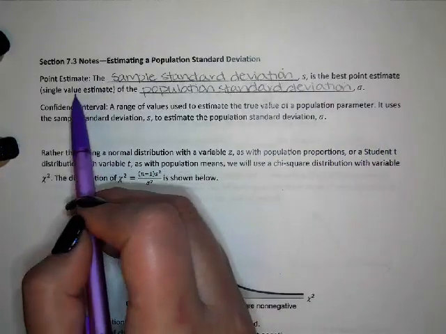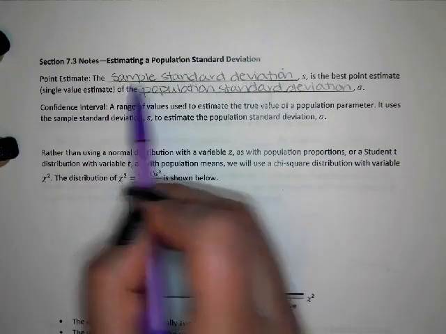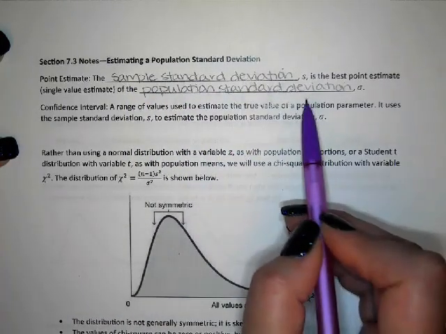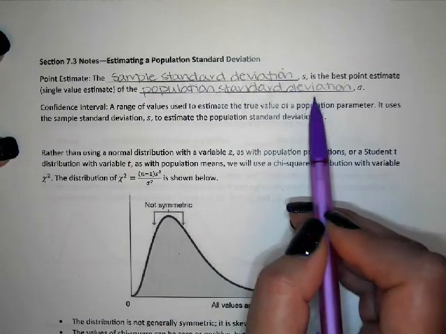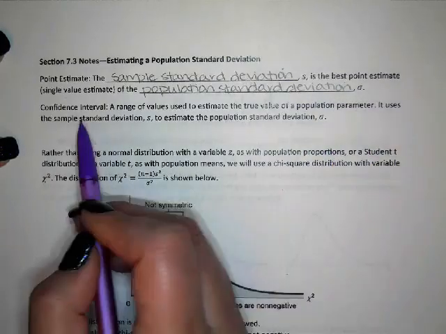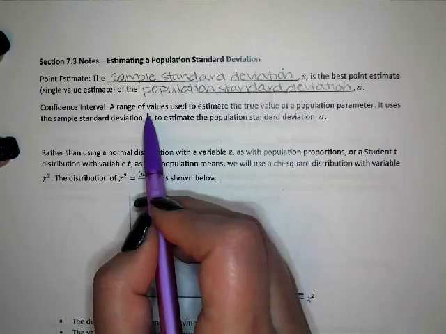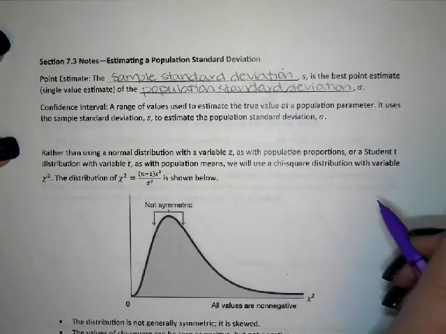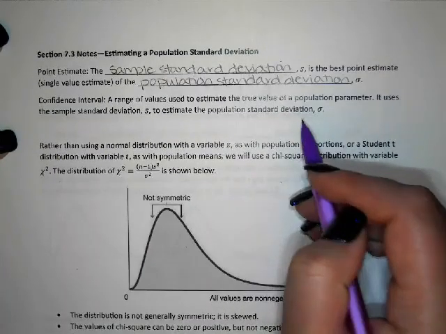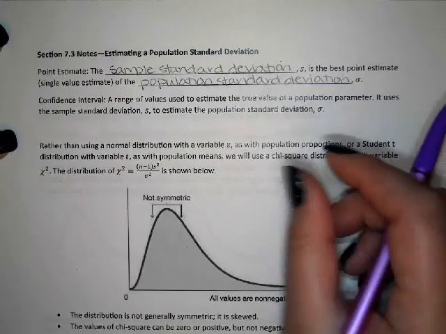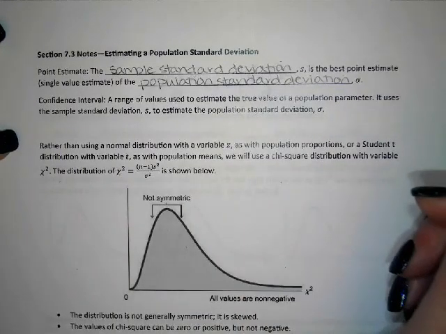So here we're saying that we would take the single value that we get for the standard deviation of the sample and hope that that could represent the population standard deviation and be pretty accurate. It's even more accurate, however, to get a confidence interval because that's a range of values. So still using the sample standard deviation to estimate the population standard deviation, but doing so without a single value, talking about a range of values.